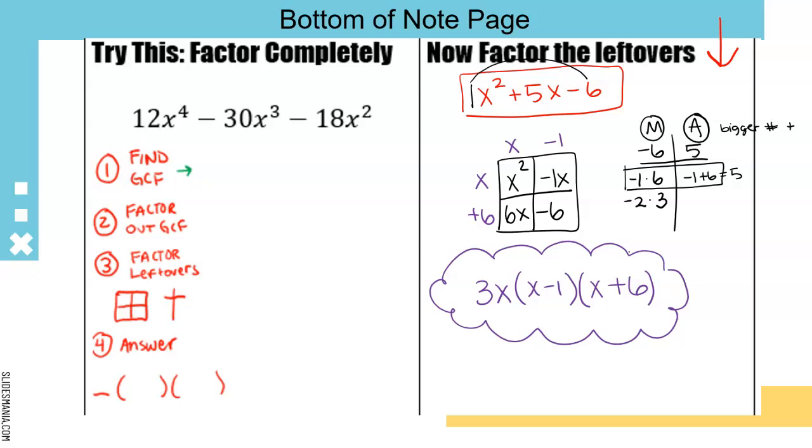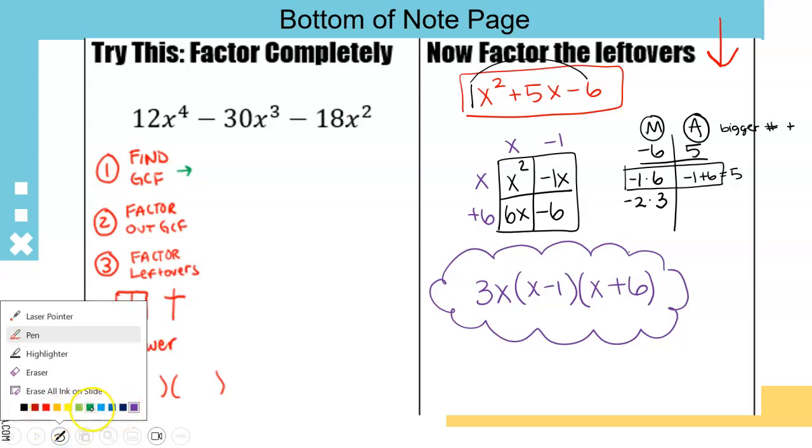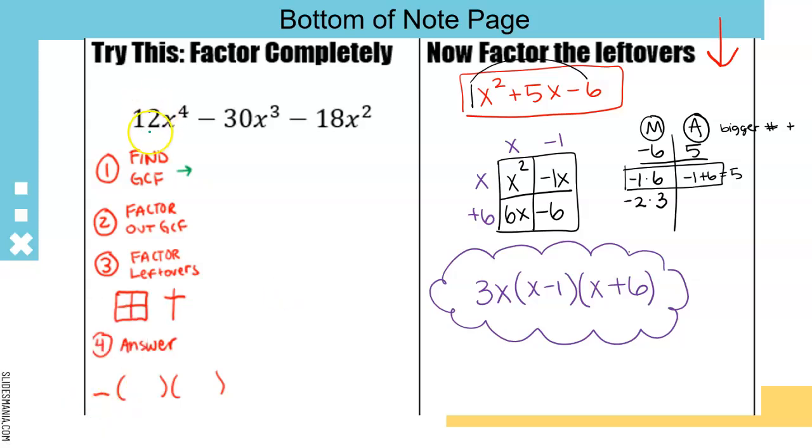Let's look at the example we have here on the left. Try this. So first we're going to find the GCF. So again, one more example here. We're going to list out factors of 12. 1 times 12, 2 times 6, 3 times 4. I'm going to start with 12 and say, can I divide 12 into 30? No. Can I divide 30 by 6? I can. Can I divide 18 by 6? I can.